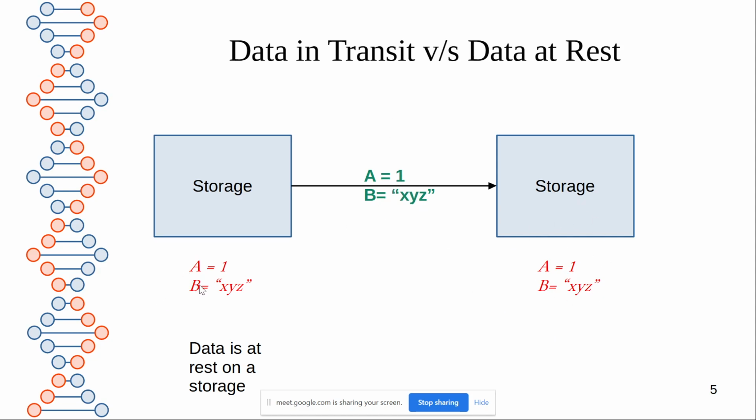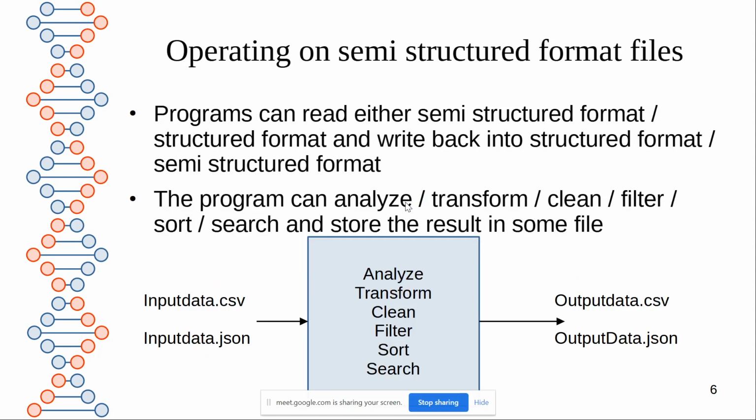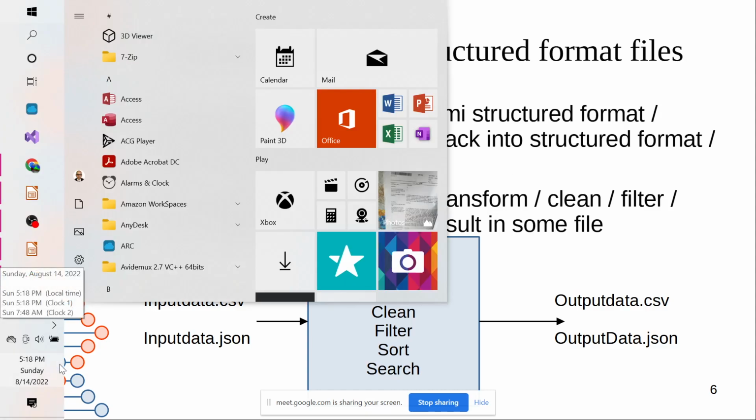So the red ones are the example of data at rest. The green one is the example of data in transit. So I hope that is the difference between data in transit and data at rest. So that definition you should know.